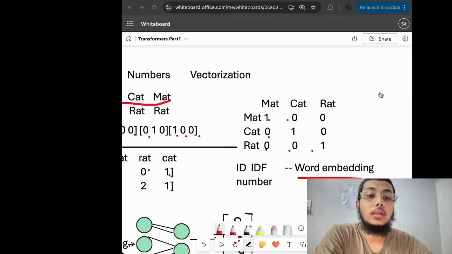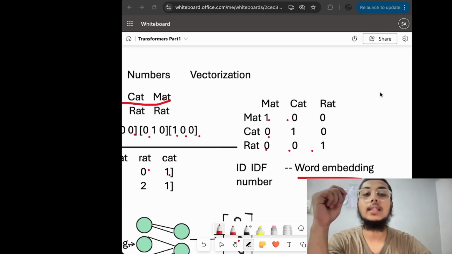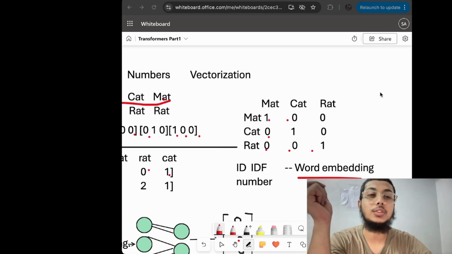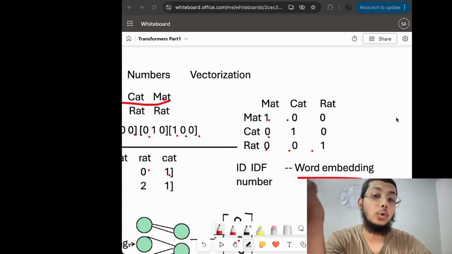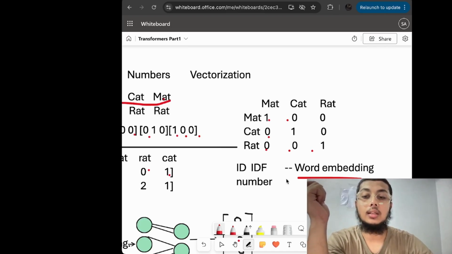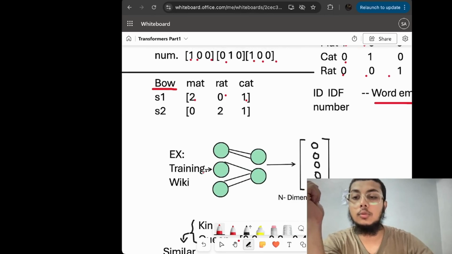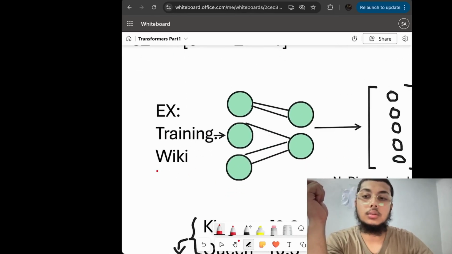Let me explain what it means to capture semantic meanings. Word embeddings convert words into numbers in such a way that the meaning of the word and the context in which it is generally used is captured. This is the best part about embeddings. Now, a quick summary of how word embeddings are created: you take huge training data, like Wikipedia.